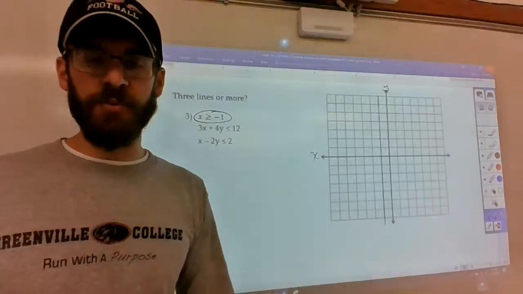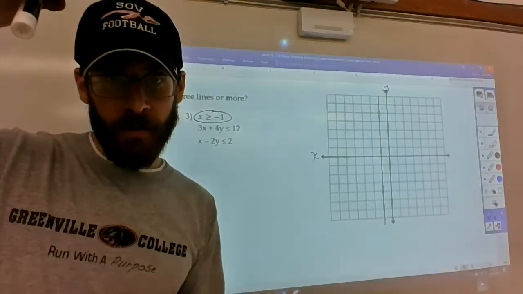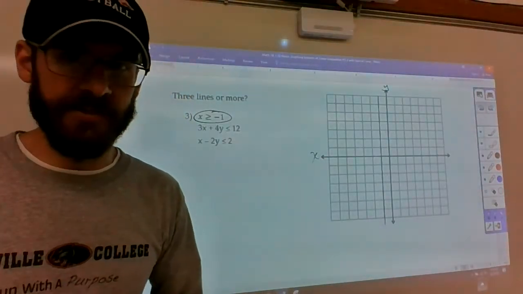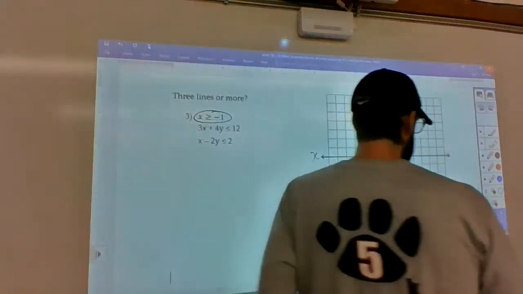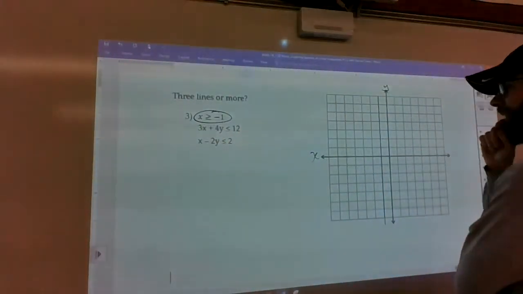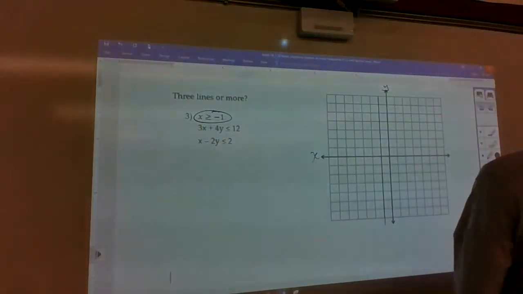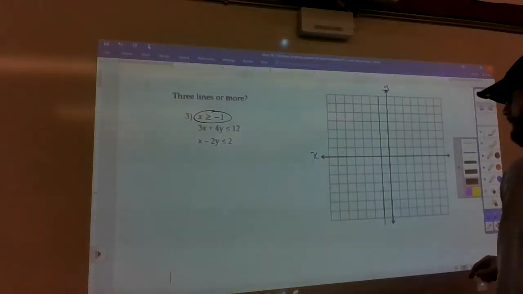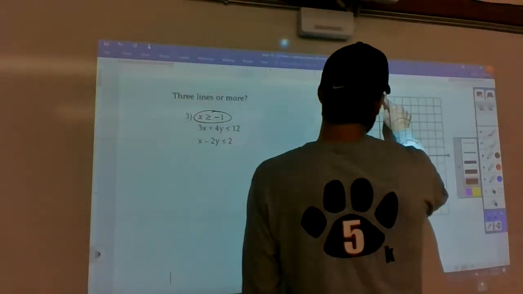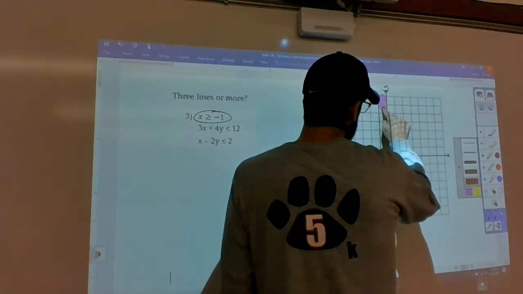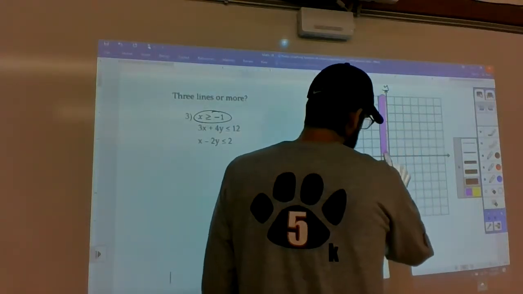It's the one case where we can't do the above-below analysis. So, okay, 3 colors. Start with this one. So to the right of it.